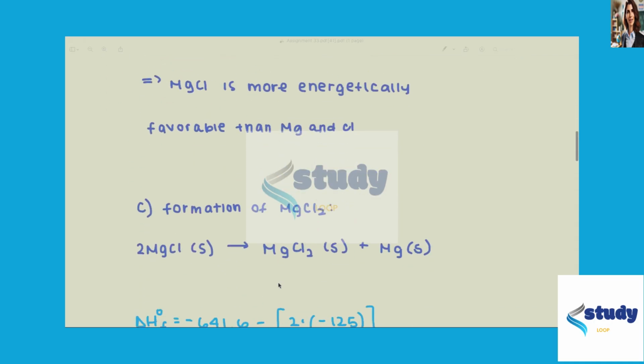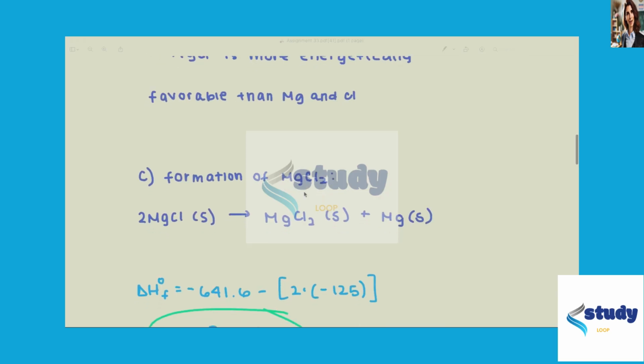And now finally, we have to find the enthalpy of magnesium bound to diatomic chlorine. So now we have to introduce another chlorine atom. So first we write out the reaction. We'll have 2 magnesium chlorides that are solid. We'll produce magnesium bound to diatomic chlorine, and we'll have an excess or leftover magnesium solid.